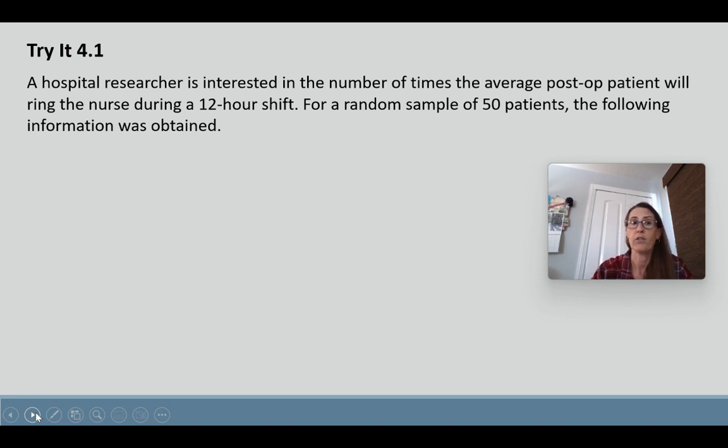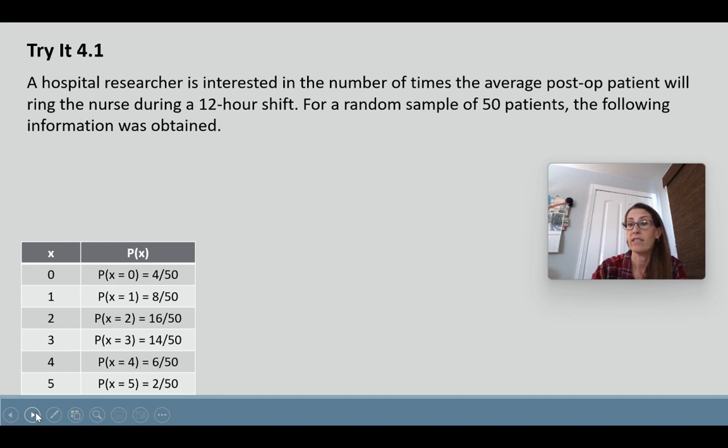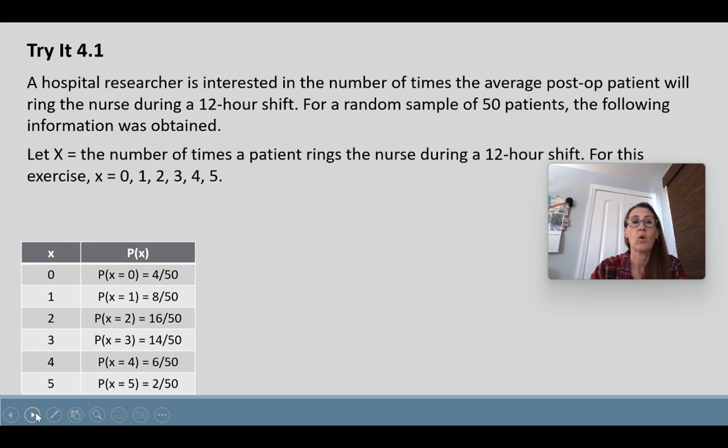So an example, or Try It 4.1 from the book. A hospital researcher is interested in the number of times the average post-op patient will ring the nurse during a 12-hour shift. For a random sample of 50 patients, the following information was obtained. So here's a table with some information. So let X, our random variable, be the number of times a patient rings the nurse during a 12-hour shift. And for this exercise, X can take on the values 0 through 5. So that's the number of times that the patient can ring the nurse.